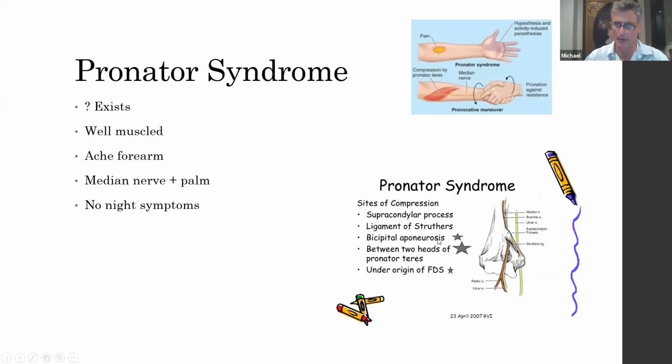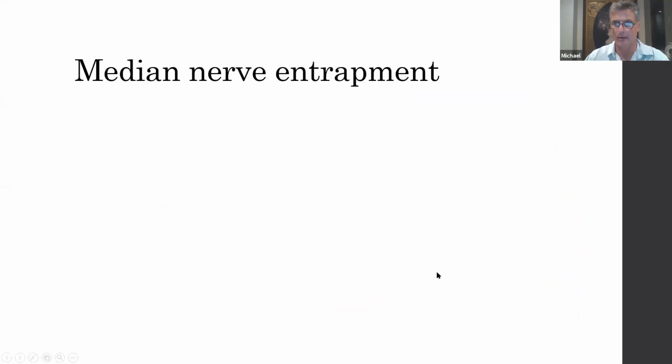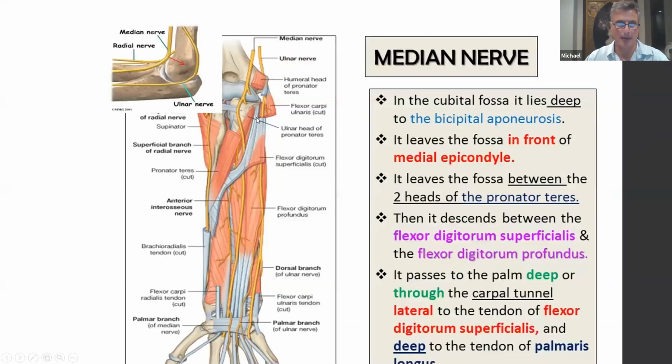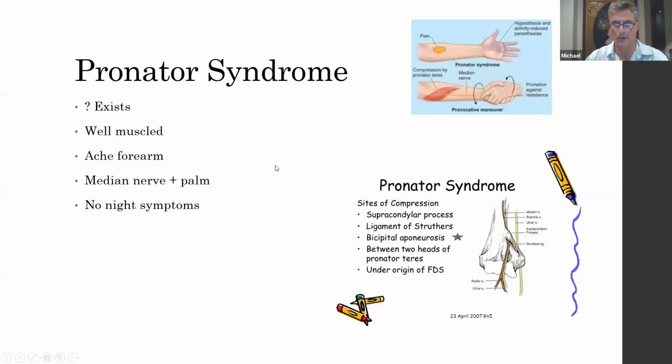The bicipital aponeurosis, easy to release, very simple. The two heads of pronator teres, more difficult. And the origin of FDS, that sharp band here that it runs under right over there. So it's important to release those three structures. It's not a difficult dissection, but you've got to know where you're dissecting there.